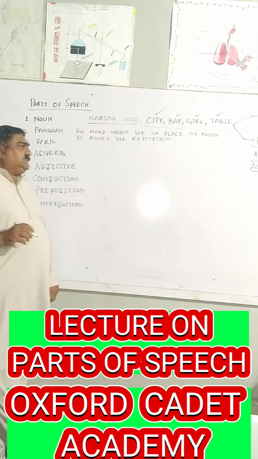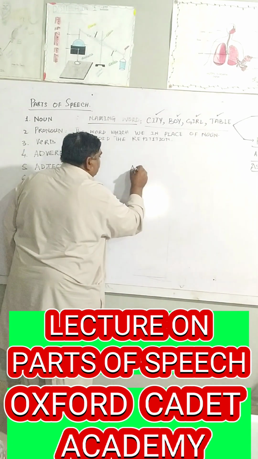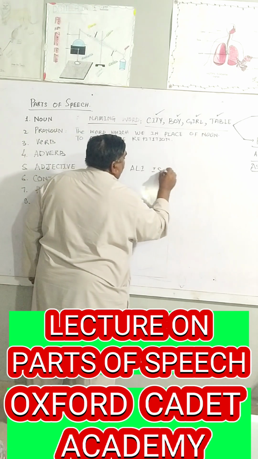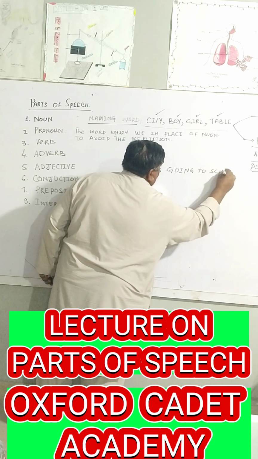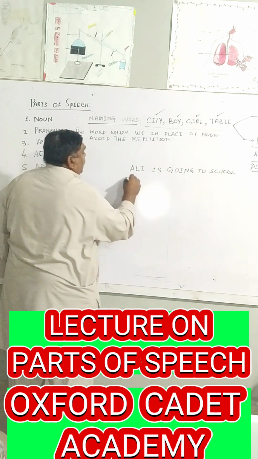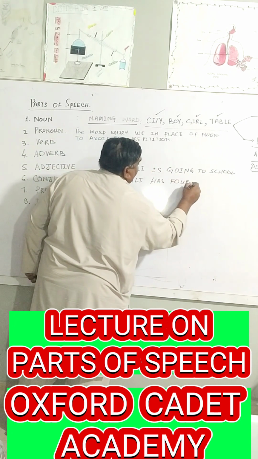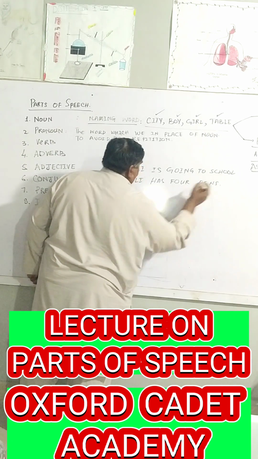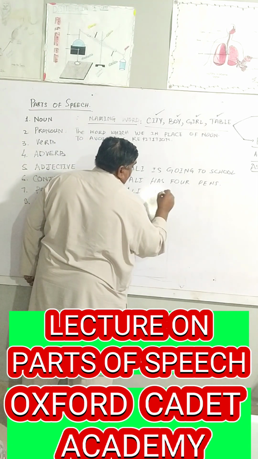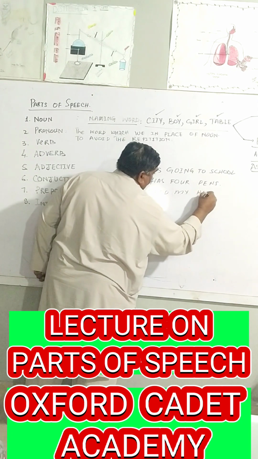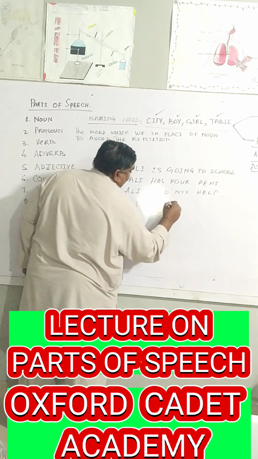How it happens? Let's suppose I am talking about Ali. So I write a sentence about Ali. Ali is going to school. So I have to write another sentence for Ali. Ali has 4 pens. I have to write one other sentence for Ali. Ali need my help. Ali is very tall.